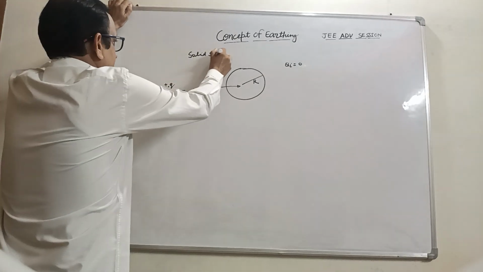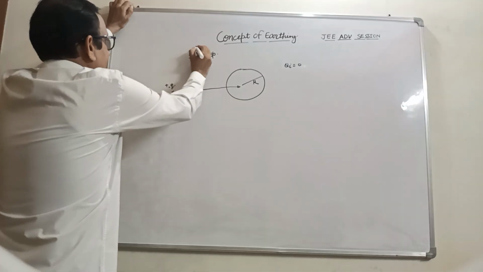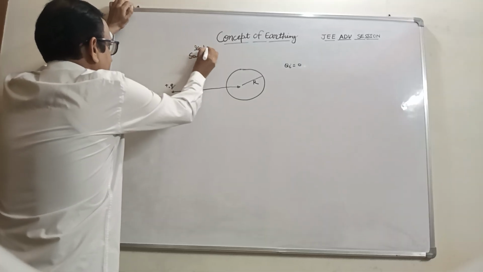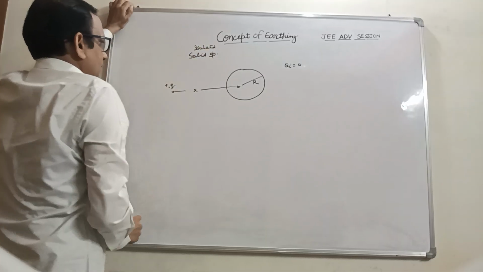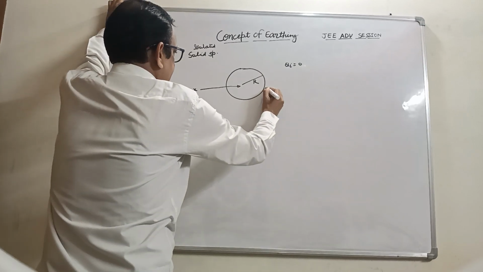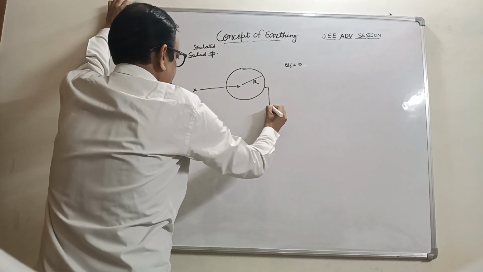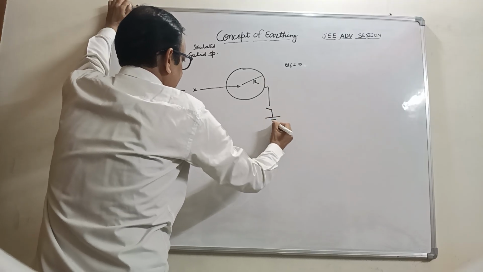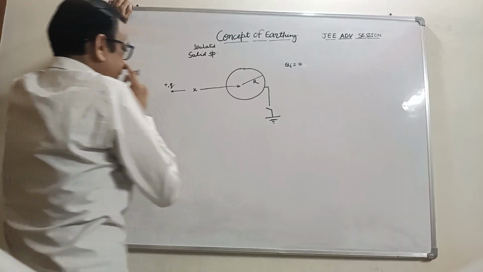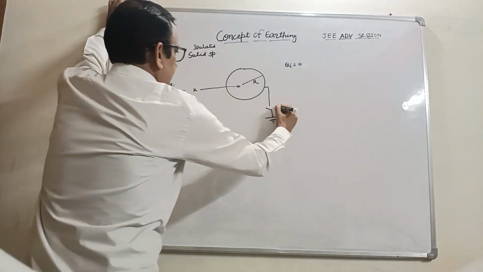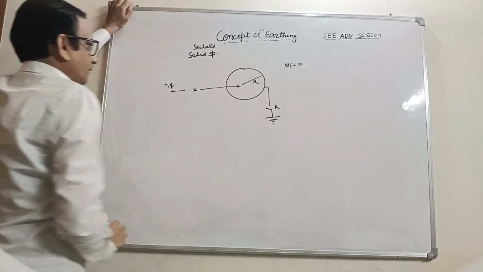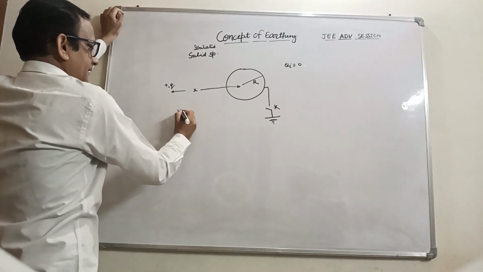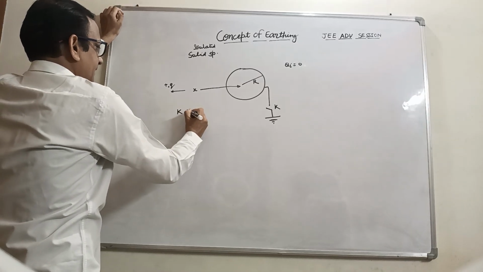This is an isolated solid sphere, and this sphere is connected by a key, and here earthing is done. This is the symbol of earthing. This is a key. The key can be closed or open.